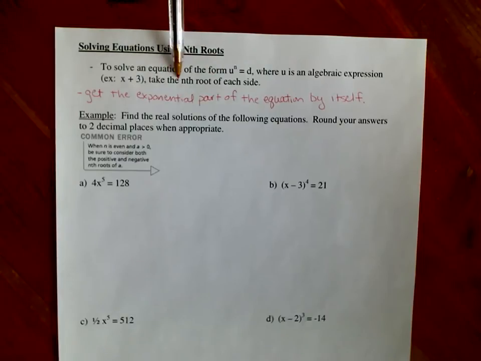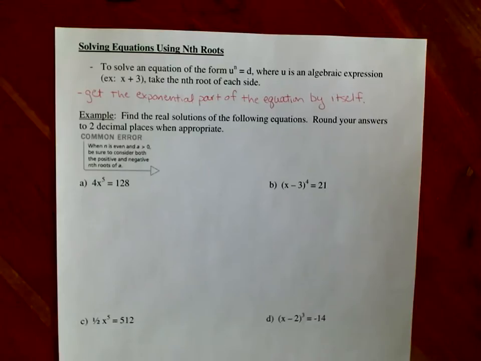What you want to do is take the nth root of each side, which will undo the exponent. Basically, you need to get the exponential part of the equation by itself so that you can undo that exponent with an nth root.